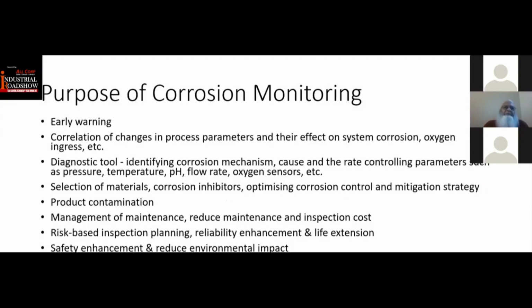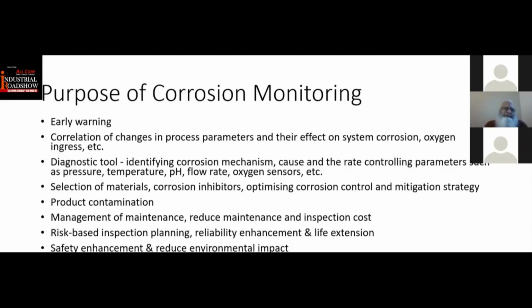This slide shows the purpose of corrosion monitoring. Why do you monitor corrosion? The purpose, first, is that it gives us early warning of what may be happening to the condition of the system. Not exactly, but it relates to the actual corrosion behavior of the material with respect to the environment in which it is in contact.